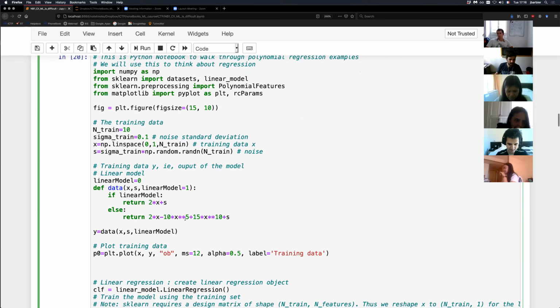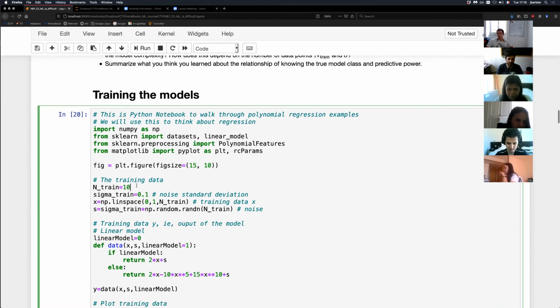And here I'm showing results. So let's start with a case where I have, let's say, 10 training points. It's not much. And the noise will be 0. I'm running my code.